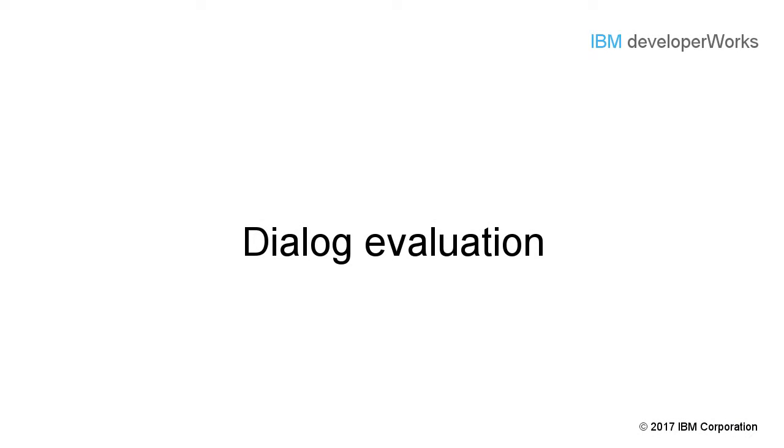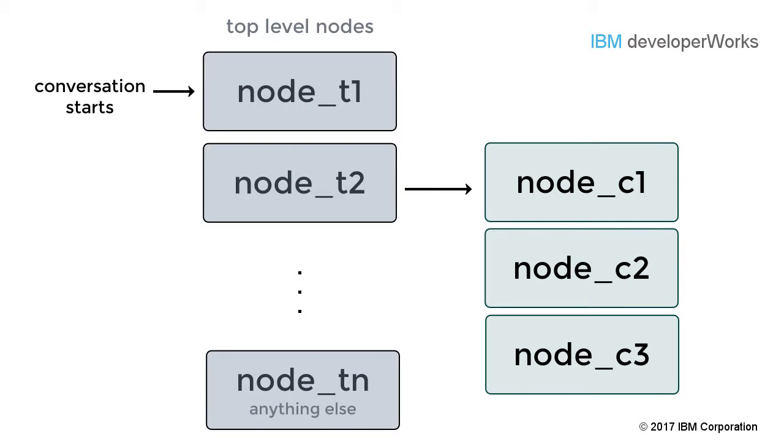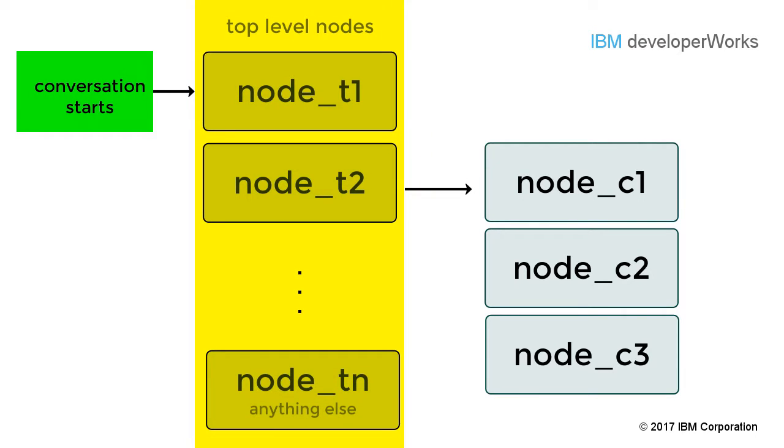Dialog evaluation is the way in which Watson Conversation processes the user's input against the dialogue flow that we've defined. A dialogue always requires a node to start from. This is known as the contextual node. At the start of a conversation, the contextual node is the virtual conversation start node. At the start of each evaluation round, the children of the contextual node are evaluated. In the first round, that means we evaluate the top level nodes.